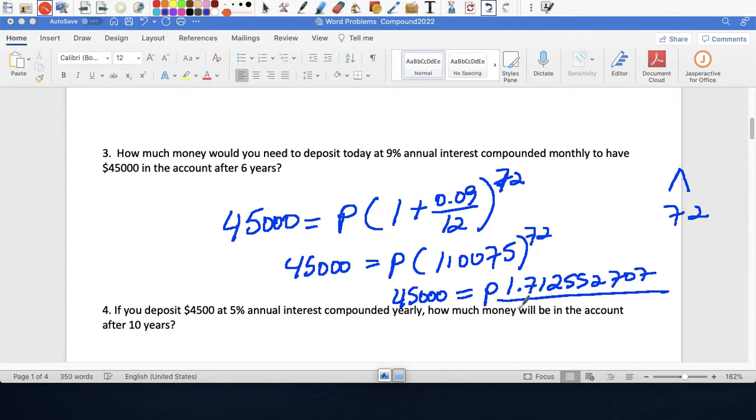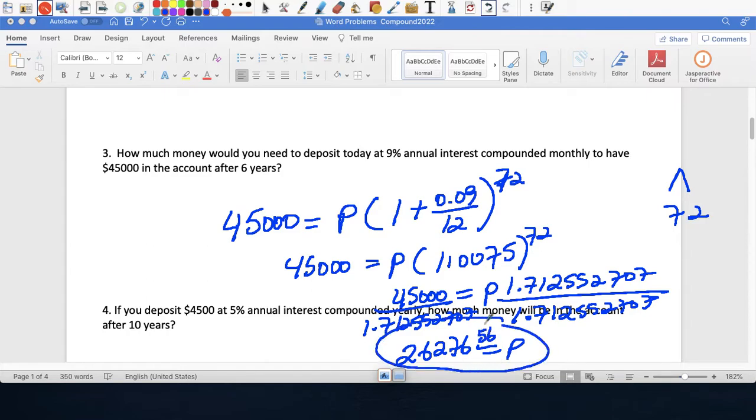So I'm going to use all that. We're going to divide that by the same number, and on the other side we're going to divide by the same number, and P equals. Now you're going to have to clear your calculator, 45,000 divided by 1.712552709. It means that you started your bank account with $26,276.56. So that's how much you put in your bank account.